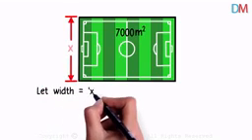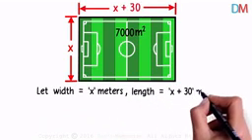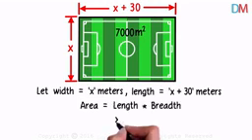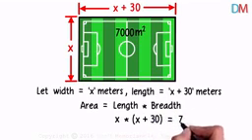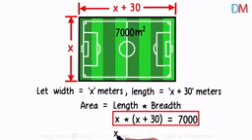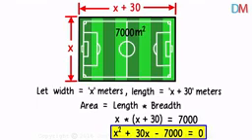If its width is x meters, then based on the condition given, its length will be x plus 30 meters. The area of a rectangle is nothing but the product of its length and breadth. Hence, x times x plus 30 will equal 7,000. Rewriting this will give us the quadratic equation as x squared plus 30x minus 7,000 equals 0. And this is nothing but a quadratic equation. But how will this give us the value of x? That's what we will learn in the coming videos.